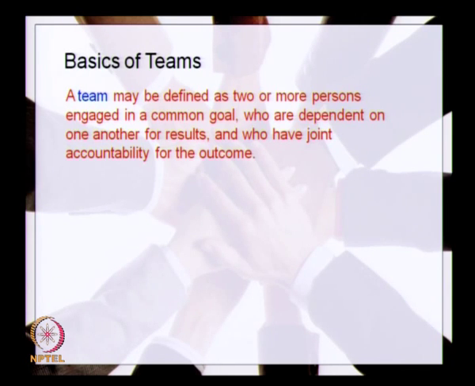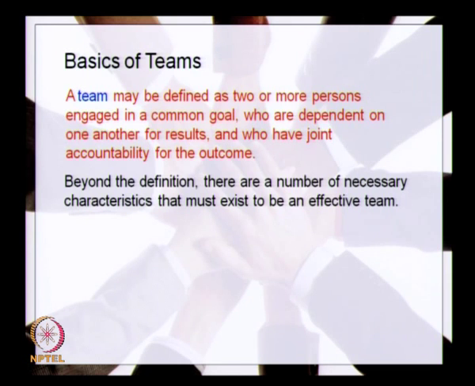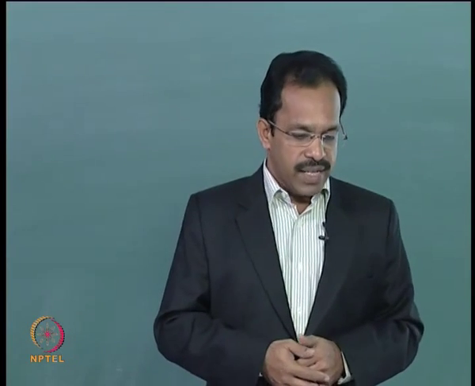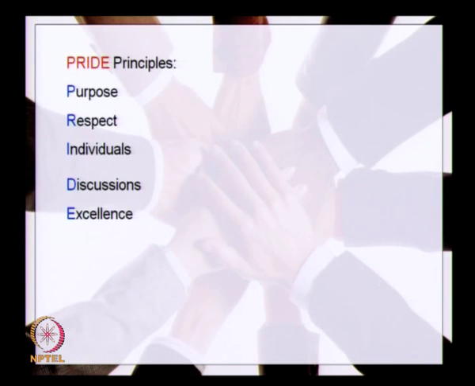Now, in order to form that group, the definition is there, but more than this definition, there are a number of necessary characteristics that must exist to be an effective team. It is not enough that we are jointly accountable and have a common goal. There are some other characteristics that should be there, where everyone can understand the goals and objectives and how to work together. These characteristics are summarized as PRIDE principles: purpose, respect, individuals, discussions, excellence.